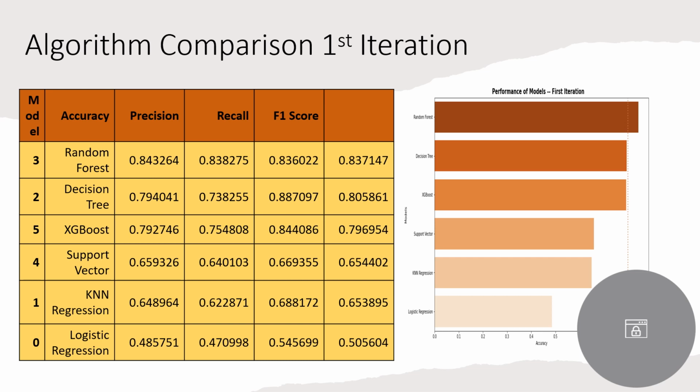So as we have discussed, I have done an algorithmic comparison with the first iteration, then done hyperparameter tuning, and then a second iteration. From the first iteration of the models, the results clearly show that random forest performs best, at more than 80%. After that come the decision tree and then XGBoost, and then SVM and KNN perform equally. Then logistic regression is the lowest.